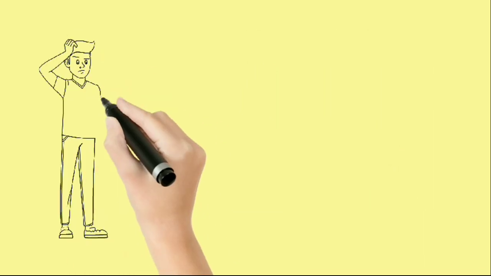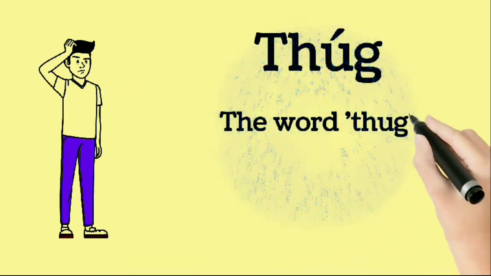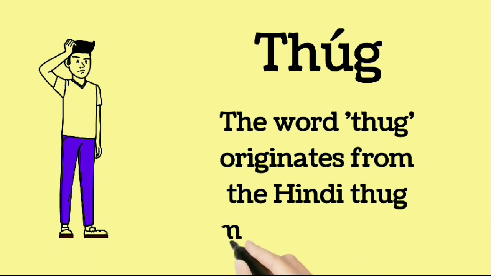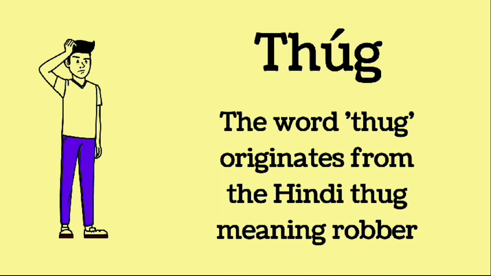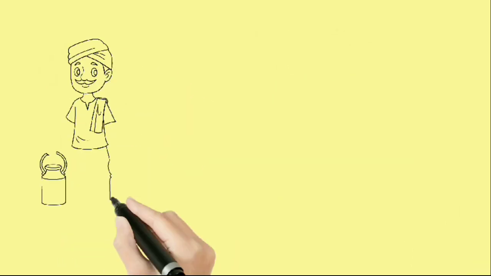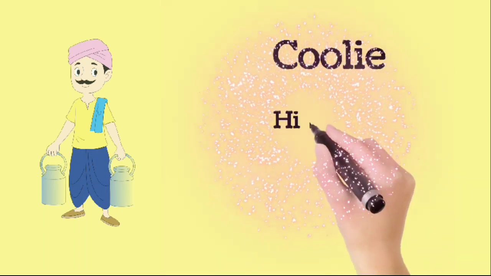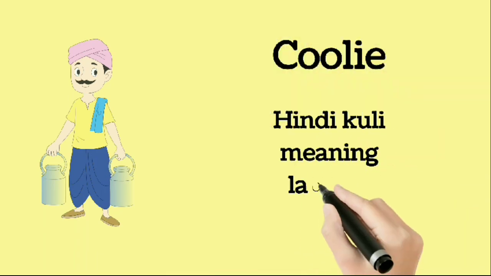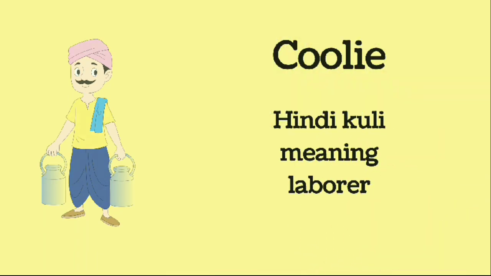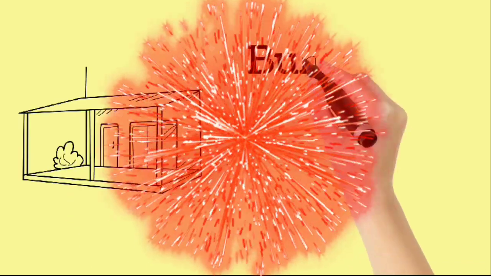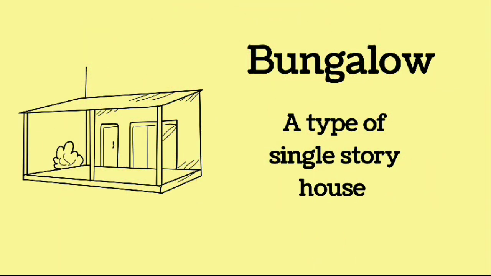Number 8. Thug. A criminal or ruffian. The word thug originates from the Hindi thug, meaning robber. Number 9. Is coolie. This term for a laborer or porter comes from the Hindi coolie, meaning laborer. And number 10 is bungalow, a type of single-story house.